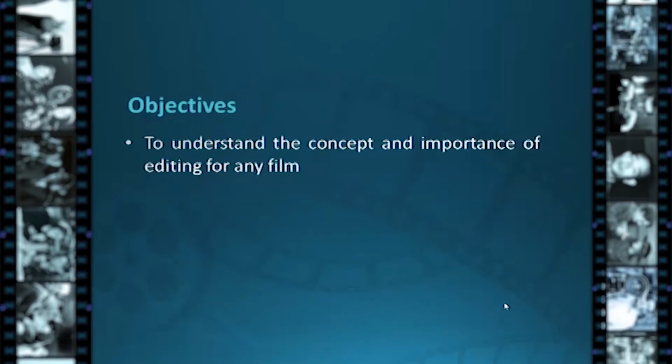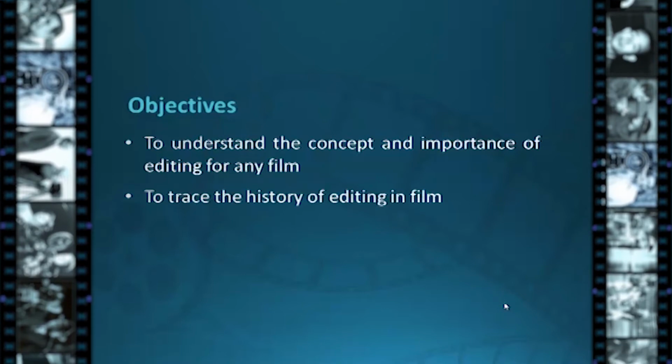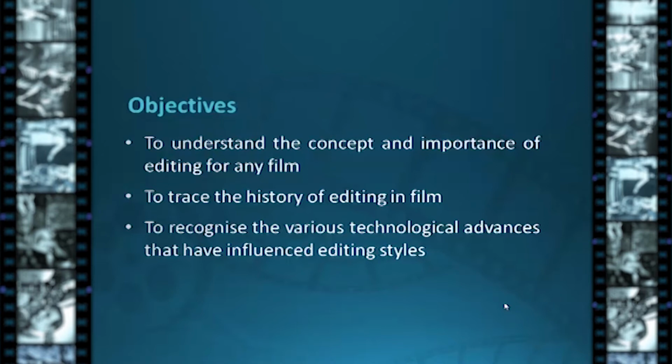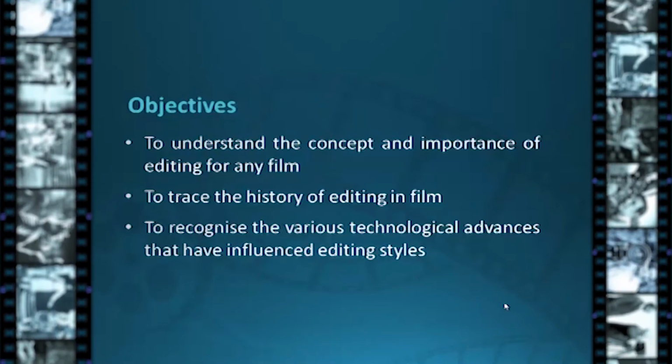Now, after you are done with this lesson, what should you be able to achieve? What are the various objectives of this particular lesson? The first one is that you should be able to understand the concept and the importance of editing for any film. You should be able to trace the history of editing, so how it has developed over the course of more than 100 years. And you'll also be able to recognize the various technological advancements that have taken place and have also influenced cinema in their wake. So let's start.